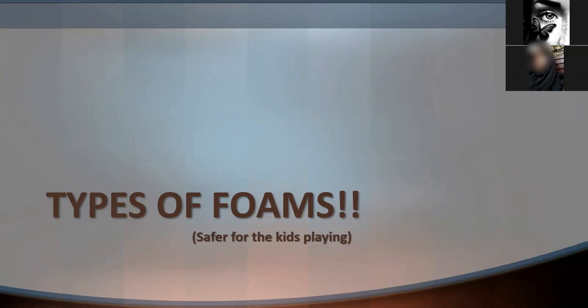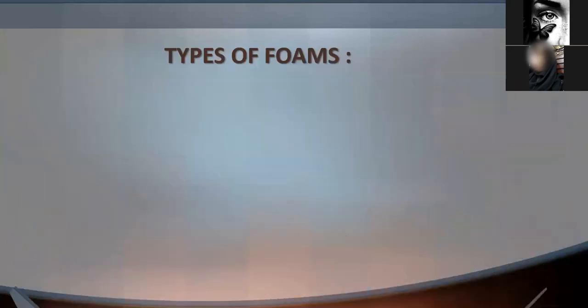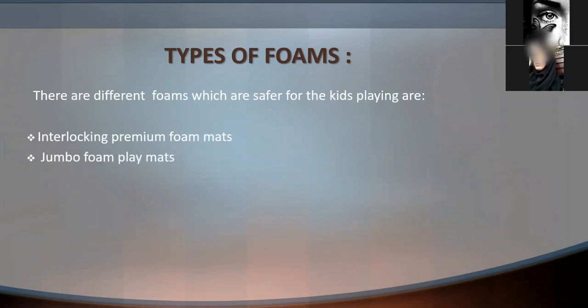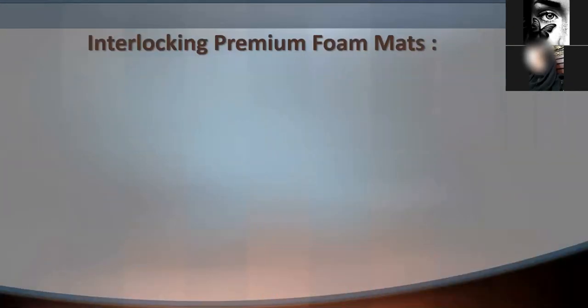Next, there are some types of foams which are safer for kids playing. Types of foams. There are different types of foams which are safer for kids playing: one is the interlocking premium foam mat and the other is the jumbo foam mat.